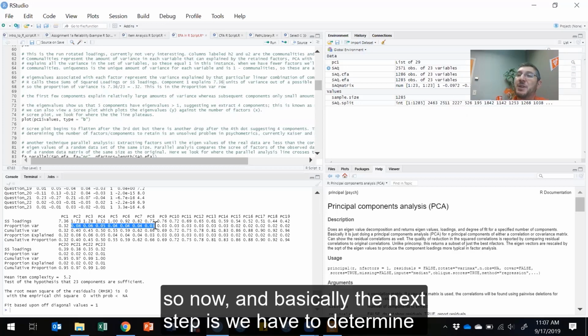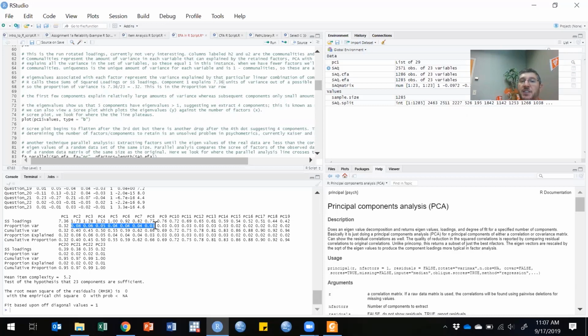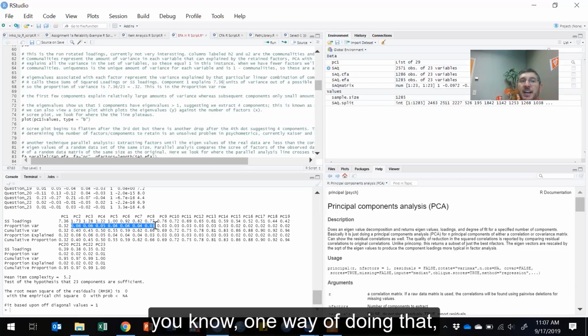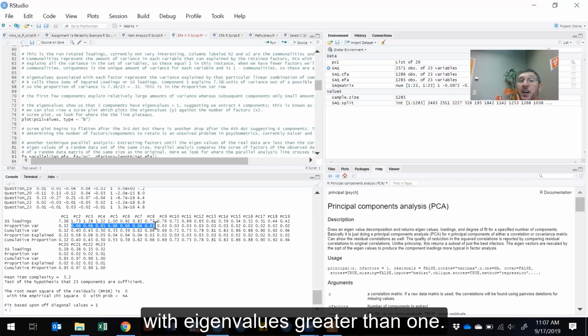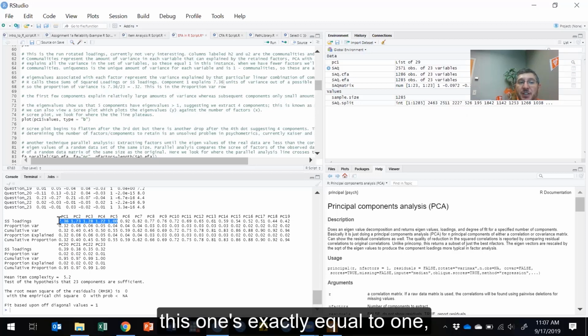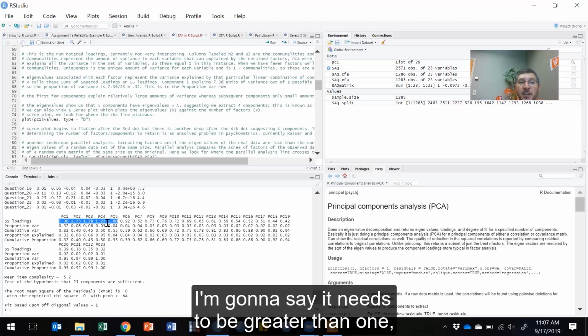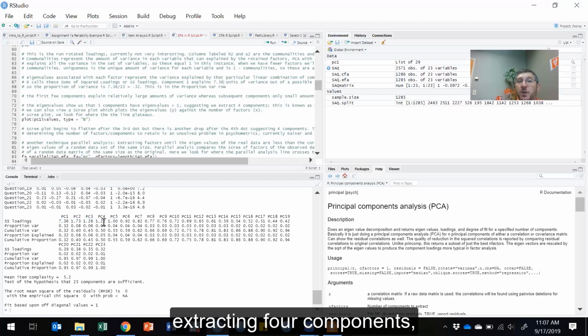Now, basically, the next step is we have to determine how many factors we really want to extract out of this. An easy rule of thumb is we extract all components with eigenvalues greater than 1. So in this case, this would suggest we should extract 4 components. The fifth component is equal. We can say 4 or 5. If this one's exactly equal to 1, I'm going to say it needs to be greater than 1. So this may suggest extracting 4 components. This is known as Kaiser's rule.